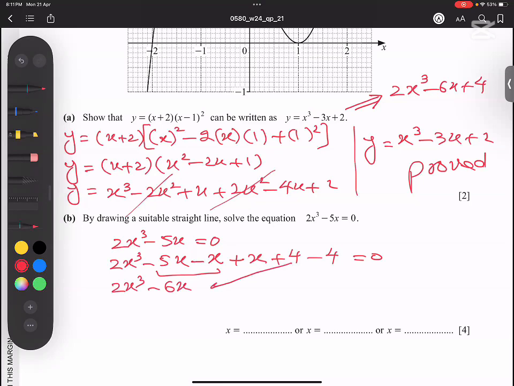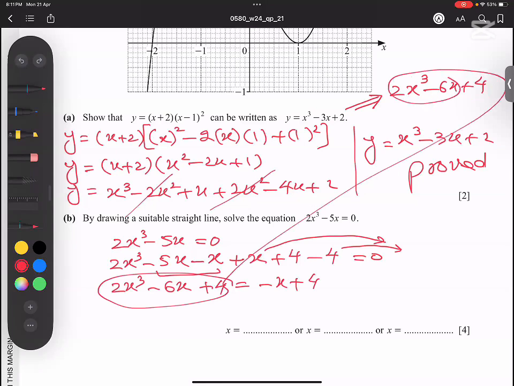And this 4, I bring it here. And this x I will take to the other end. Negative 4 goes to the other end. I got negative x plus 4. Now, does this fully match with that? Exactly matched. But I need to convert this one into this form. Divide the whole equation by 2.